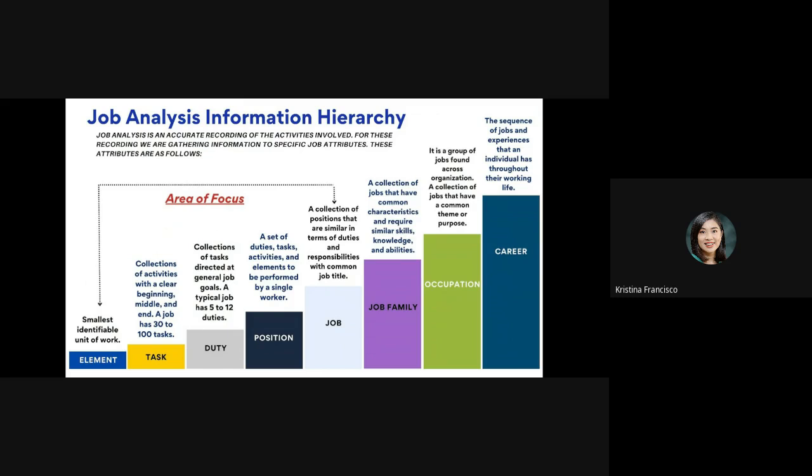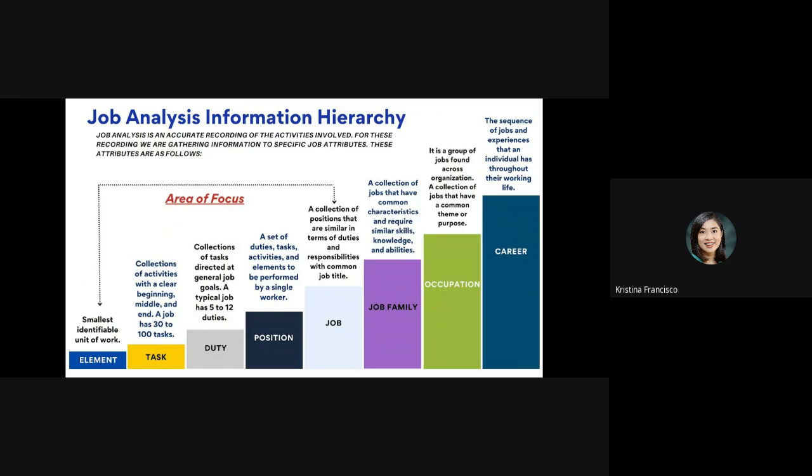This slide illustrates how we organize job-related information from the smallest unit, which is your element, to the broader career path. It starts with the task, duties, and positions and progresses through job families, occupation, and careers. Each level describes how tasks and responsibilities are grouped, helping to clarify roles, skills, and career progression within an organization. This hierarchy ensures that all job attributes are clearly defined and understood for effective human resource management.